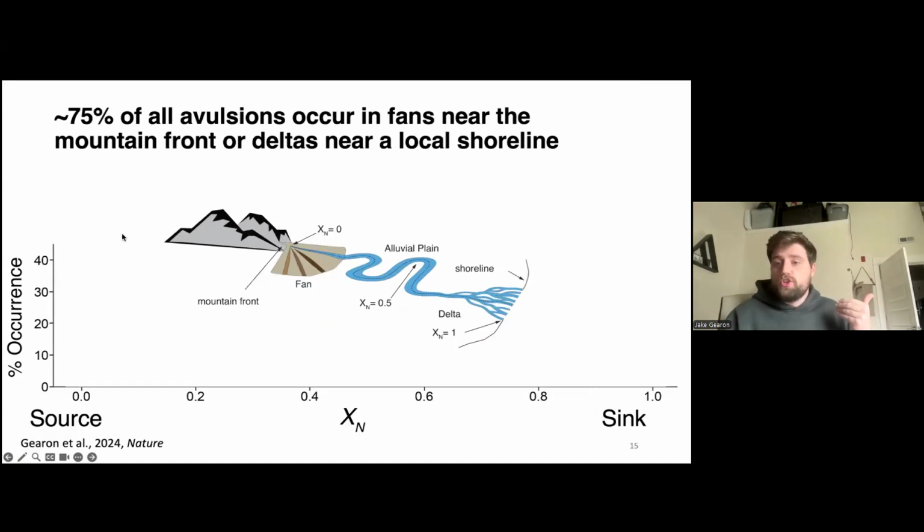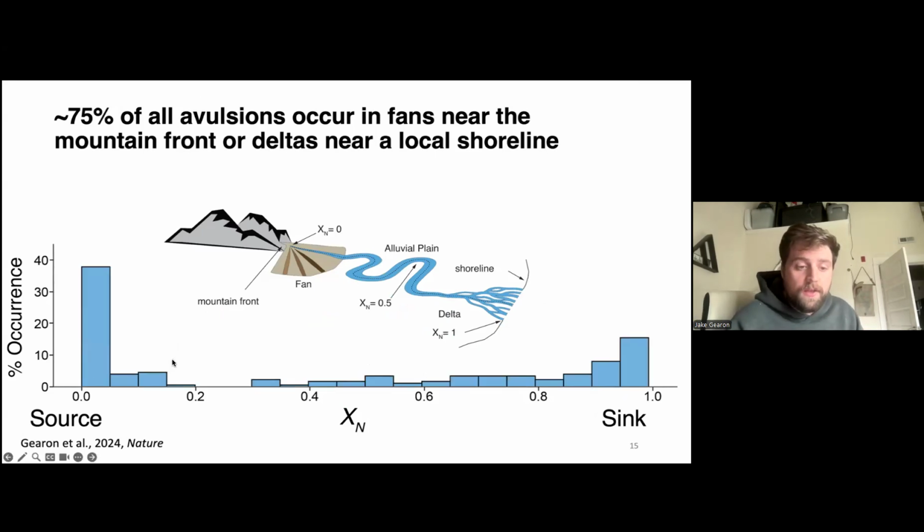Okay, so I want to show you what that looks like here, and the title sort of gives away the goose. But on the x-axis here, we have that normalized distance metric. So on the left are rivers that occurred very close to their mountain front exit, and on the right are avulsions on rivers that occurred very close to the sink. The y-axis is just the percent occurrence, so you can read it as frequency or a histogram. But the thing to take away here is that we have this bimodal distribution of avulsion occurrence, right?